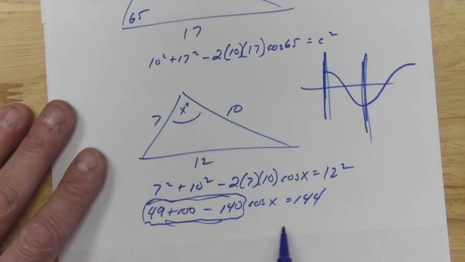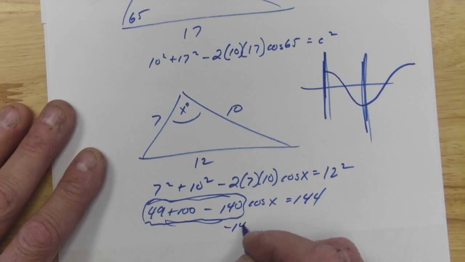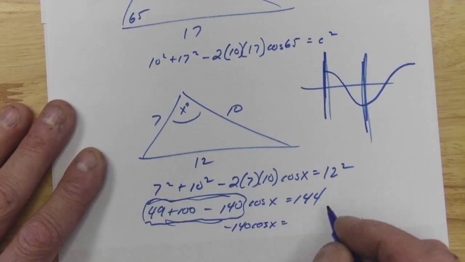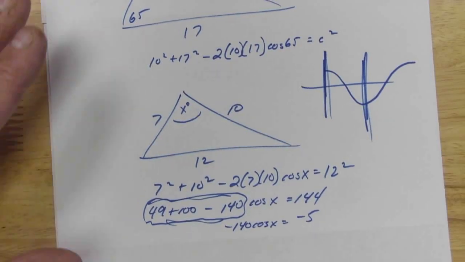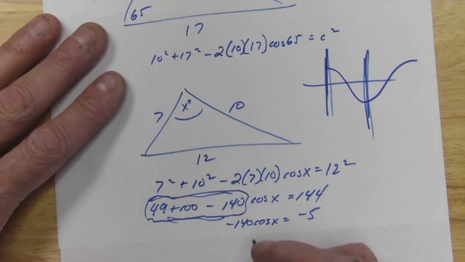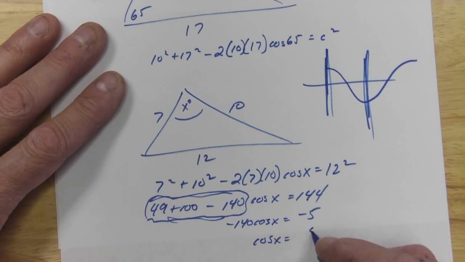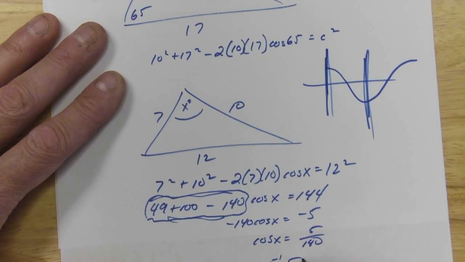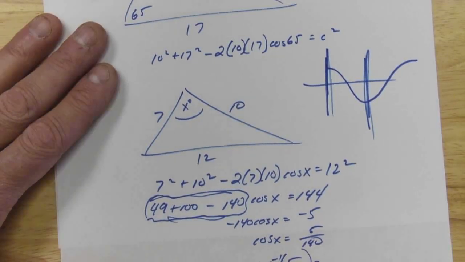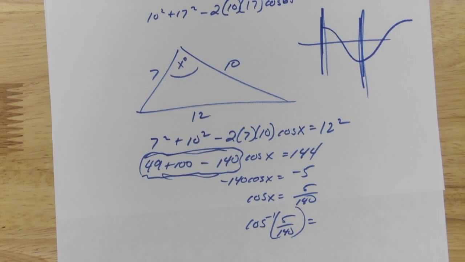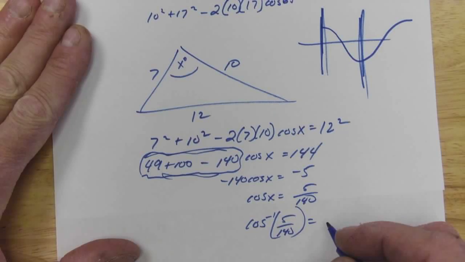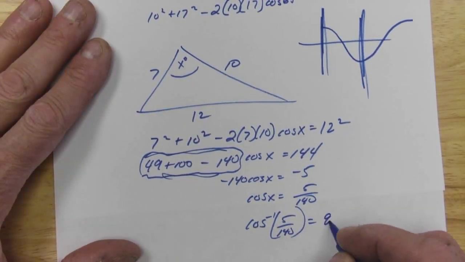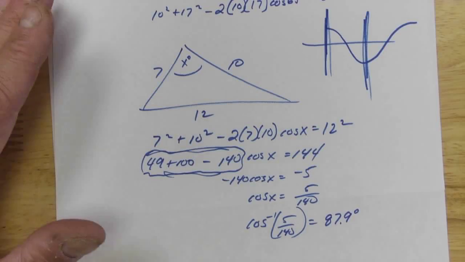So what I'm going to have to do is subtract my 149. So I get negative 140 cosine x equals negative 5. Divide by 140, so cosine x equals 5 over 140. So we'll just do inverse cosine of 5 over 140. Calculate that for me, please. 87.9 degrees.